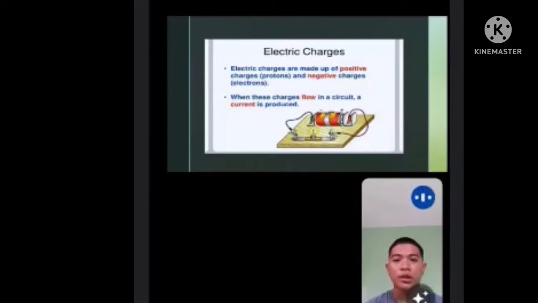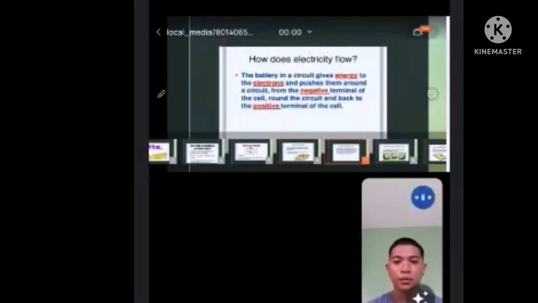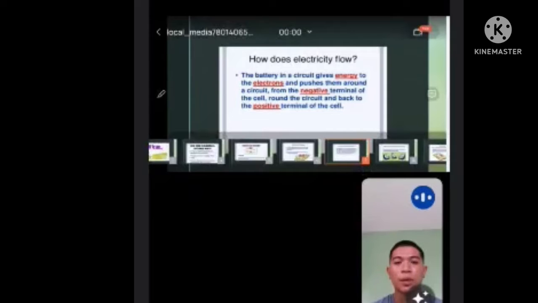Electric charges are made up of positive charges and negative charges. When these charges flow in a circuit, a current is produced. Thus the electricity flows. The battery in a circuit gives energy to the electrons and pushes them around the circuit from the negative terminal of the cell, round the circuit and back to the positive terminal of the cell.